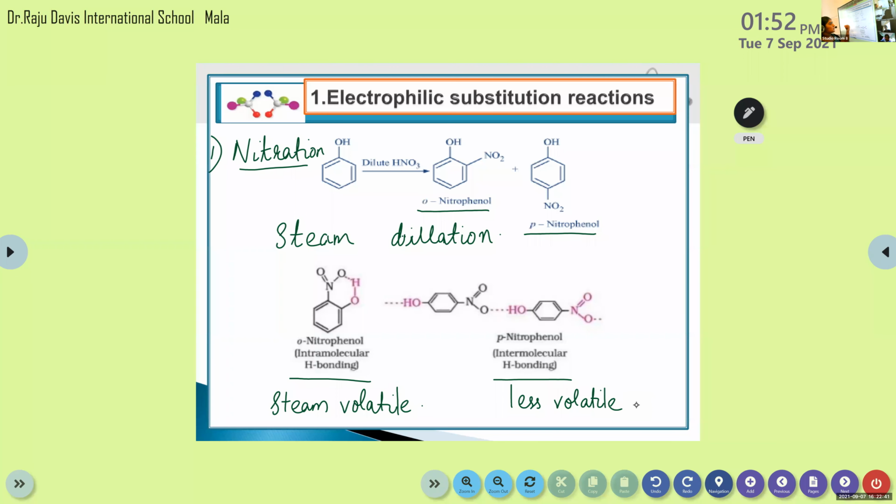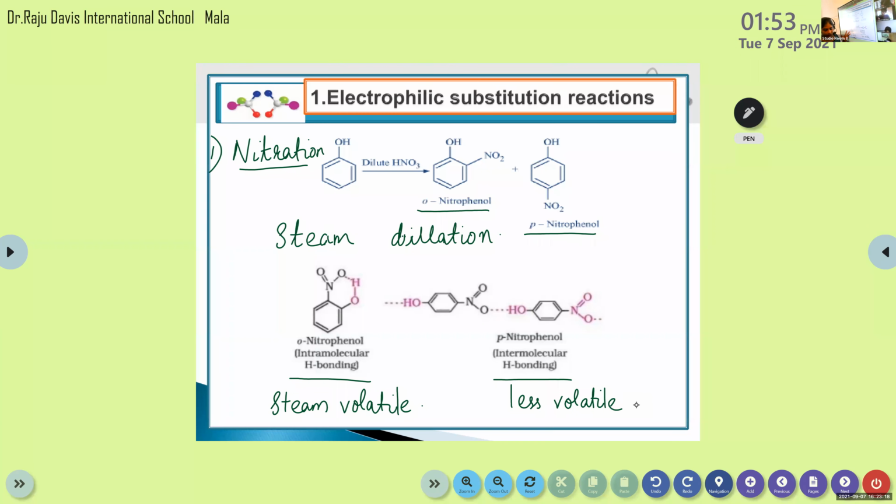In the first case, it is within the molecule itself. So it's easily converted to the form of vapors. That is, it's considered as steam volatile. And in para-nitrophenol, it is between the molecules. So it is difficult to break that bond and convert to the form of vapors. That's why it is considered as less volatile. So due to the difference in their conversion to vapors, we are using this method, steam distillation. Clear, children? Steam distillation is the method used to separate these two mixtures, orthonitrophenol and para-nitrophenol.